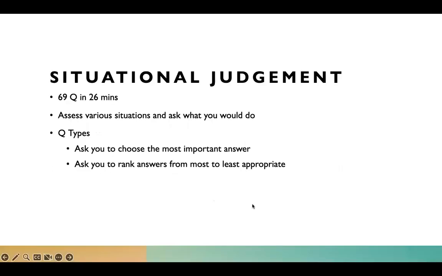And then the last thing is situational judgment. So you get 69 questions in 26 minutes. It essentially assesses lots of different situations and asks you what you would do in ethically and morally difficult scenarios. There are 2 different types of questions you can get. The first one can ask you to choose the most important answer, and the other one could ask you to rank answers from most to least appropriate. Those are the only 2 types you can get: appropriateness questions and importance questions.